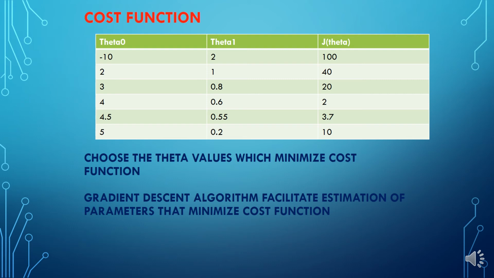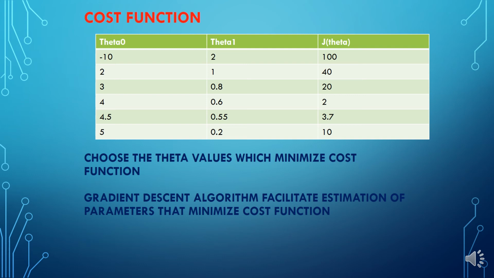So the golden rule of thumb is choose the theta values which minimize the cost function. You have to choose theta values for which the cost is minimum. So in this case, theta naught should be 4 and theta 1 is equal to 0.6, which is the minimum cost. So therefore, we can write the equation as y is equal to 4 plus 0.6 into x. It is as simple as that.